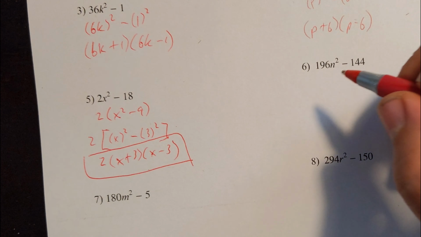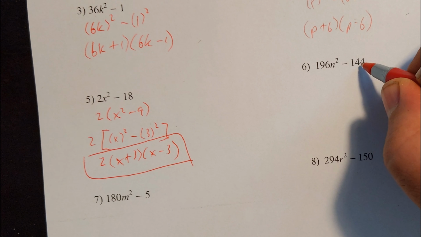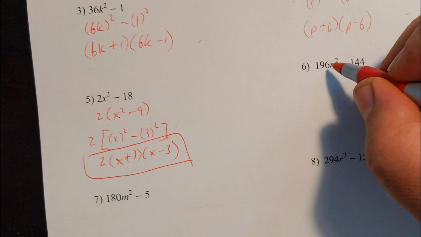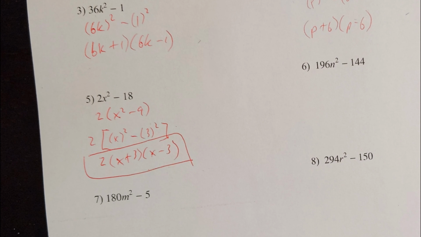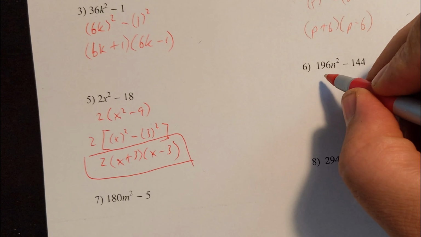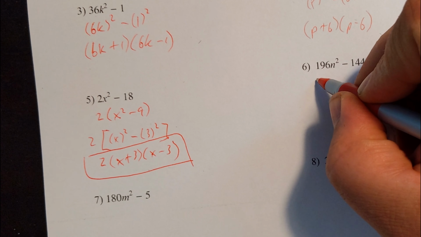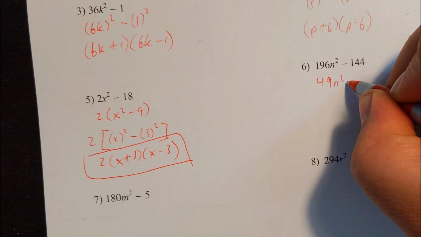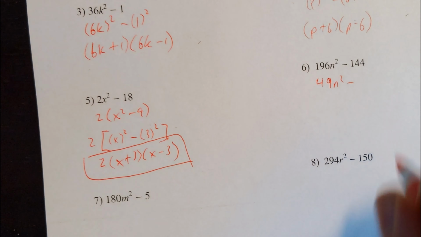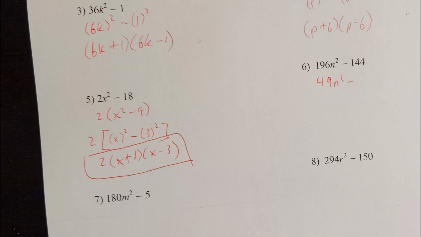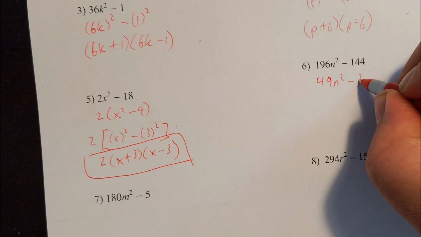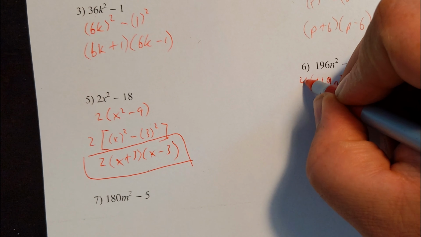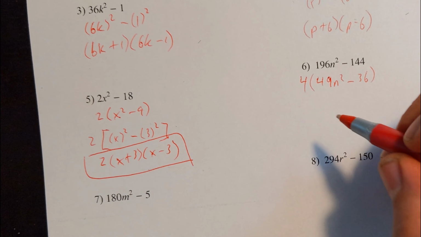Okay, on number 6, 196 and 144 can both be divided by 4. So 196 divided by 4 is going to be 49. And 144 divided by 4 is going to be 36. So that was when we factored out a 4 from both of those terms.